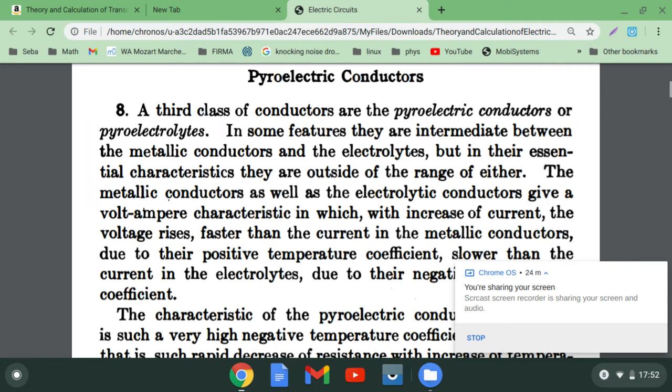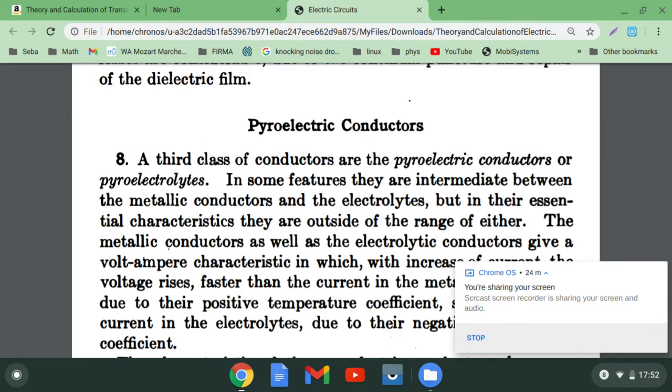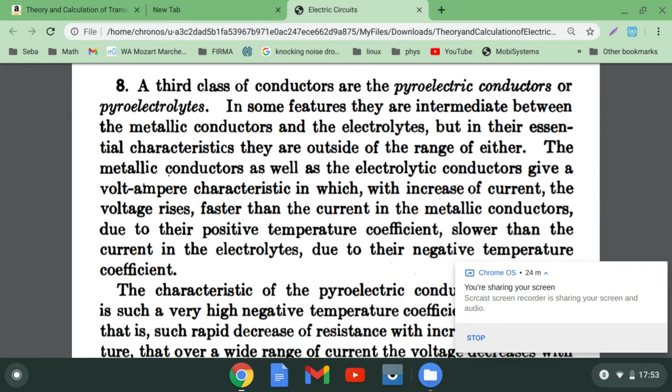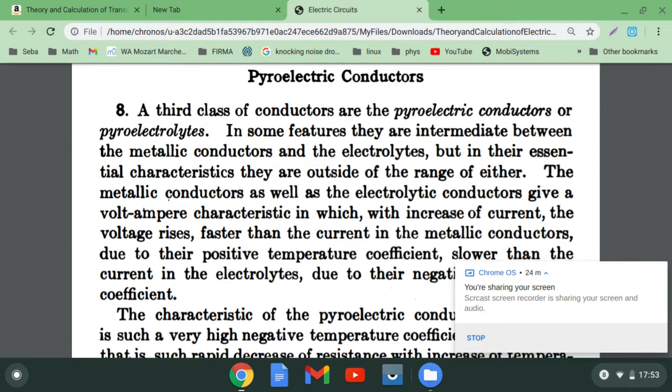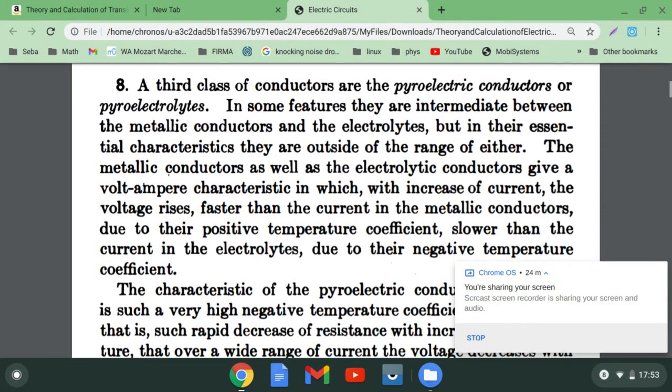Pyroelectric conductors. The third class of conductors are the pyroelectric conductors or pyroelectrolytes. In some features, they are intermediate between the metallic conductors and the electrolytes, but in their essential characteristics, they are outside of the range of either.